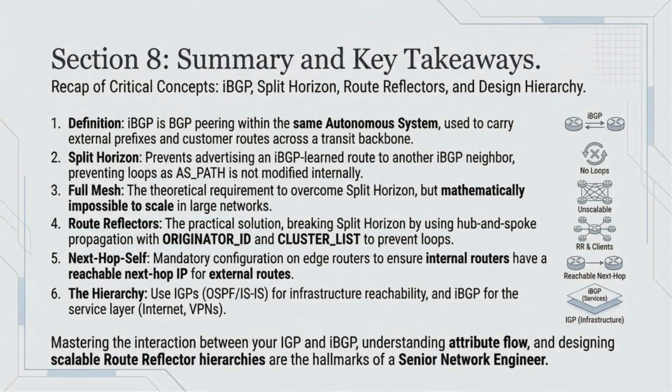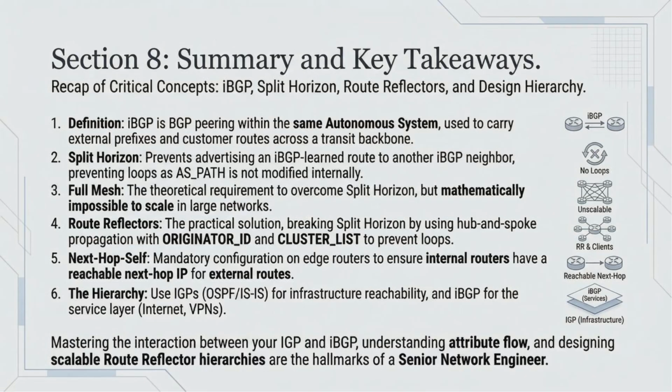1. Definition. iBGP is BGP peering within the same autonomous system. It is used to carry external prefixes and customer routes across a transit backbone. 2. Split horizon. The rule that prevents a router from advertising an iBGP-learned route to another iBGP neighbor. This prevents loops because AS_path is not modified inside the AS. 4. Full mesh. The theoretical requirement to overcome split horizon, which is mathematically impossible to scale.